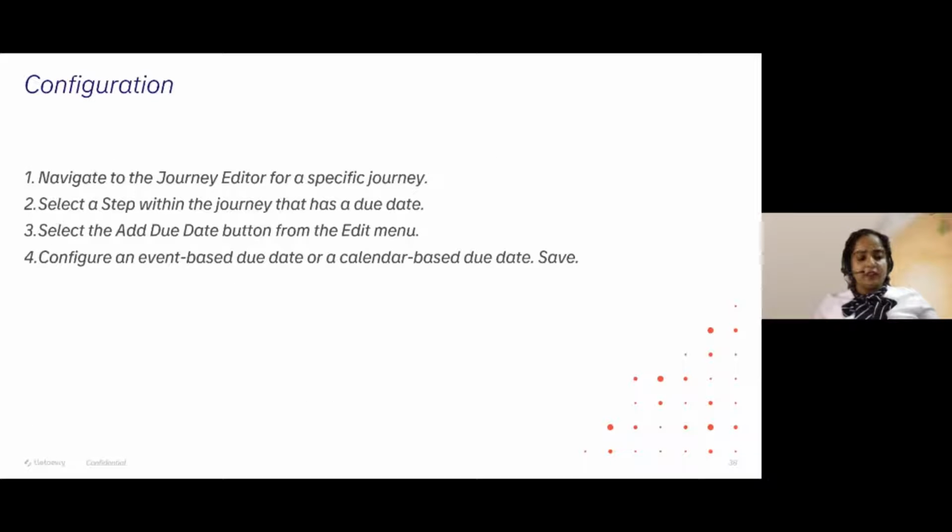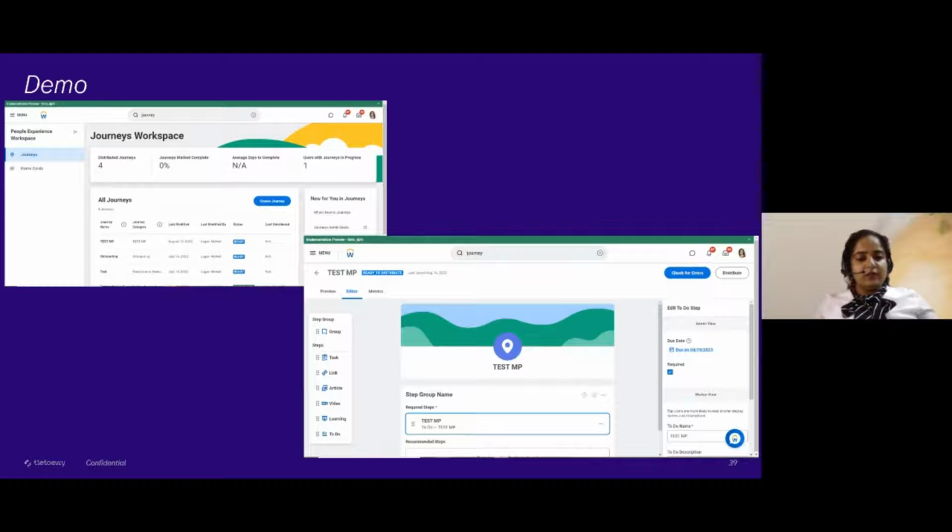This needs a configuration where you navigate to the journey editor on a specific journey, select a step, select the added due date, configure an event-based due date or calendar-based due date, and save it. This is how the screenshot looks, where this is the journey workspace that you need to search for. And this is how the due date can be set. I will also give a short overview in the form of a demo.